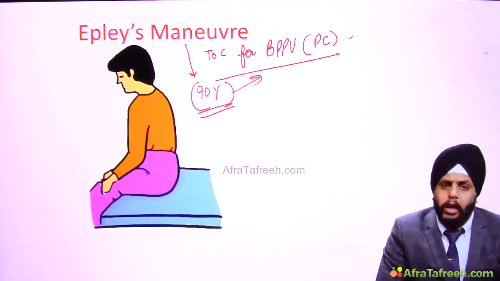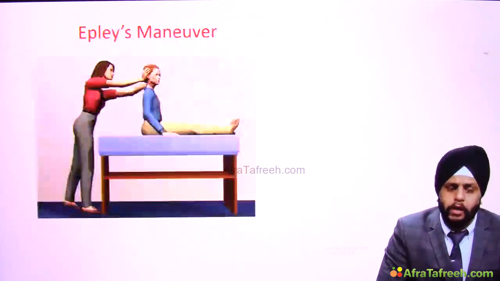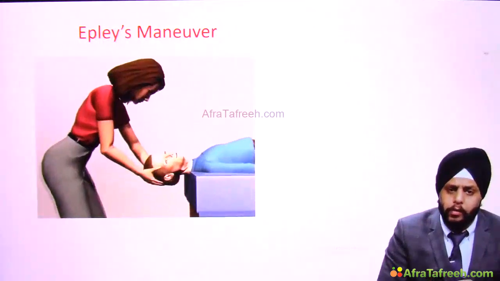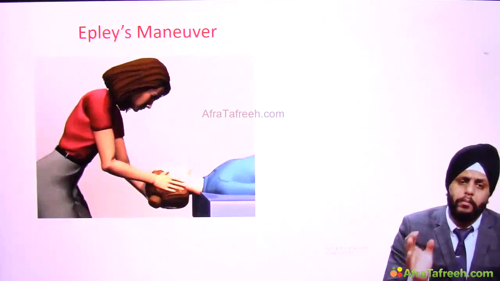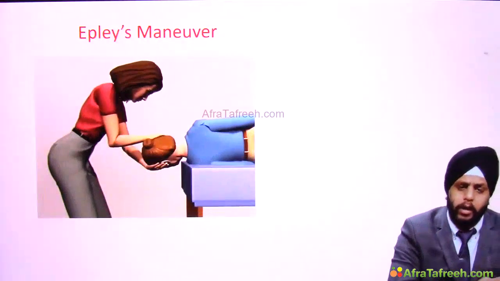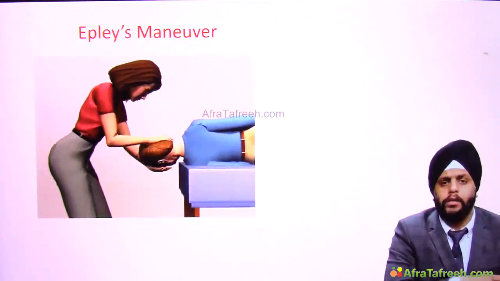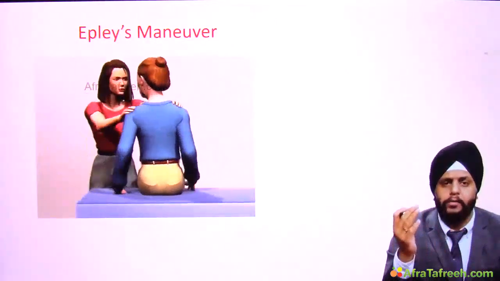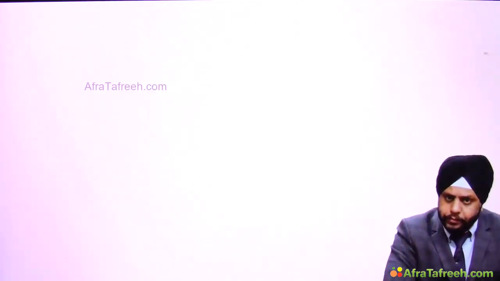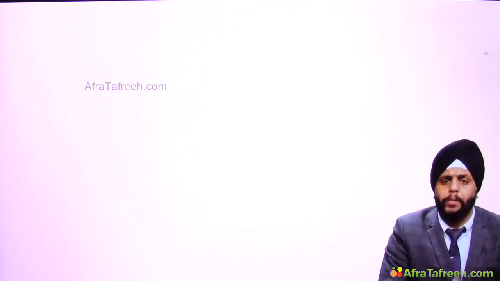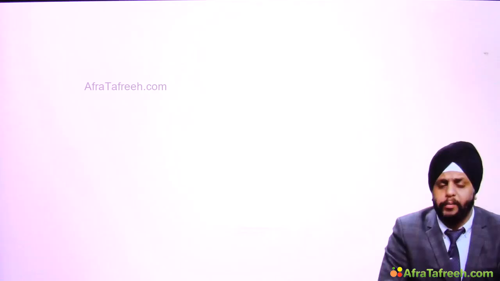Alright, let's look at this Epley maneuver once again. In this video, you see you turn the patient towards the right side, you make the patient go supine, then you turn by 90 degrees to the other side. Now you roll the whole body and the head 90 degrees to the other side, and then you bring the patient back to the sitting position. That is your Epley maneuver. Remember, this is the treatment of choice for BPPV, especially the posterior semicircular canal type.